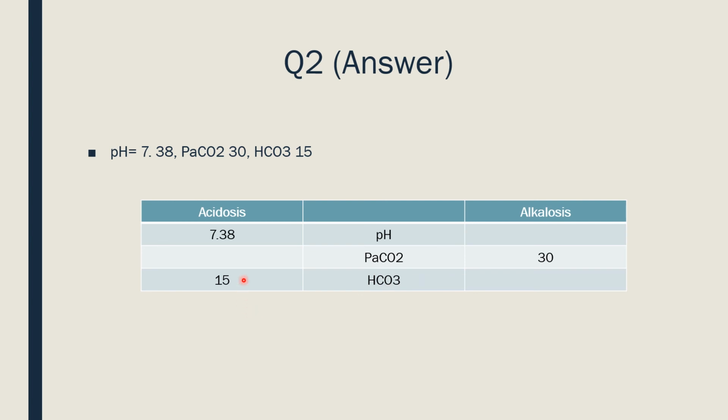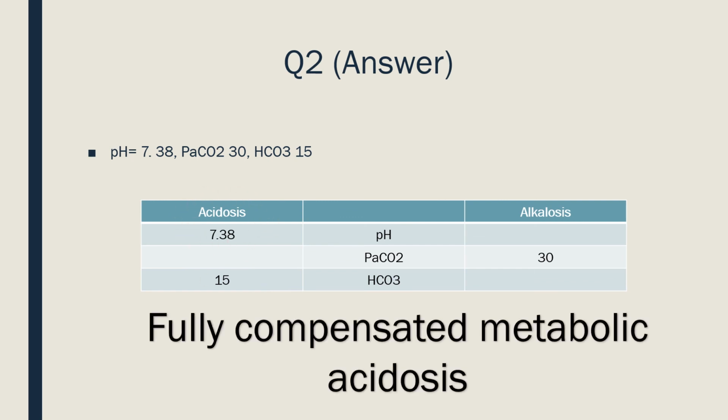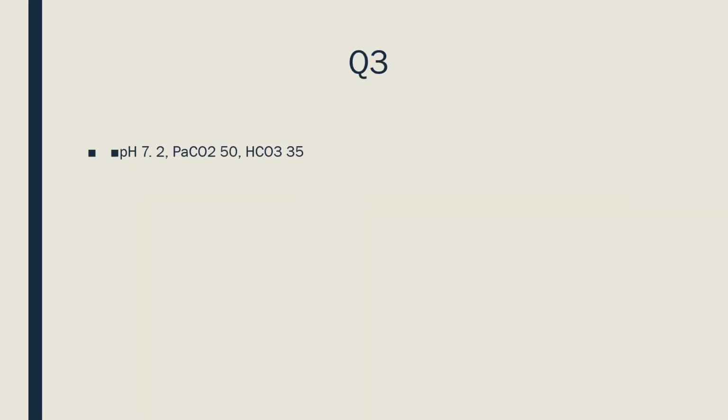So what do you think would be the answer? Remember, the answer follows the pH. And as you can see, what follows the pH is the bicarb, and that is metabolic. So that's why this one is fully compensated metabolic acidosis. Okay, so this is the answer. Fully compensated metabolic acidosis. Now let's look at question number 3.